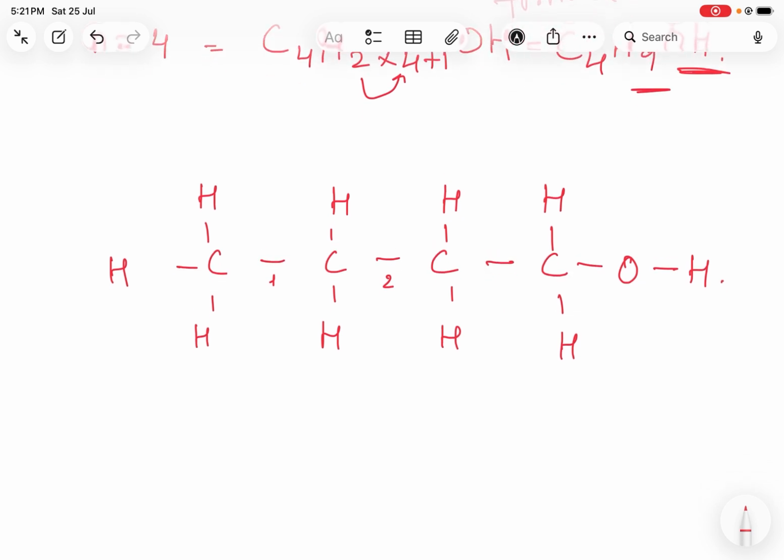Now because it is 4 carbon atoms, the prefix is but. Then I'll write an for alkane because we have a straight chain, a carbon-carbon single bond. Hence we are using an of alkane and ol of alcohol, so it becomes butanol.